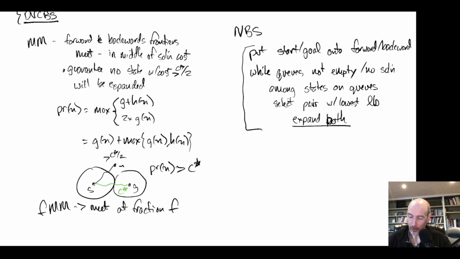So if we look at A star, it says put the start on the forward queue, and while the queue is not empty, among all the states, you choose the state in the forward queue with the lowest F cost and expand it. And so what I'm going to say is select a pair of states with the lowest lower bound, which is the equivalent of my F cost in a bidirectional search. And then we're going to expand both of them instead of just one of them.